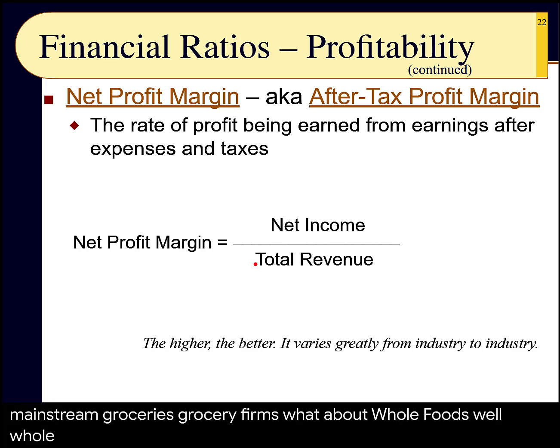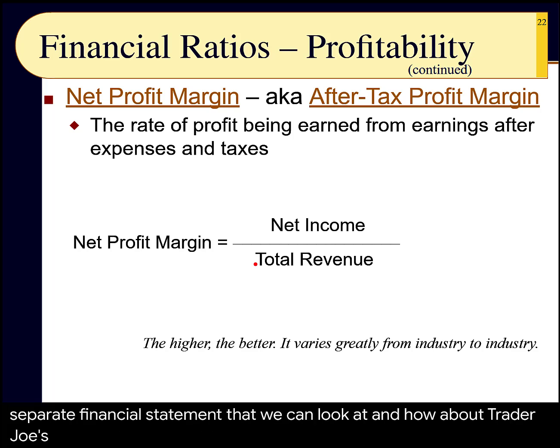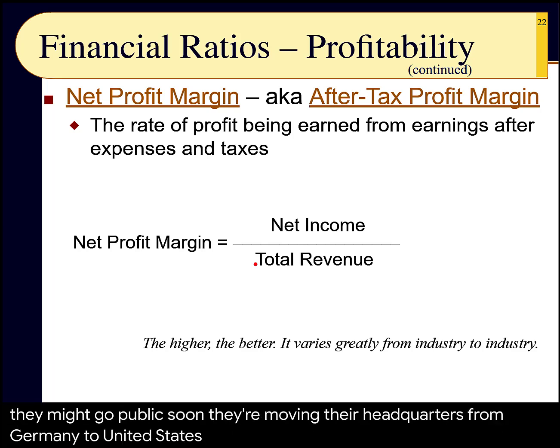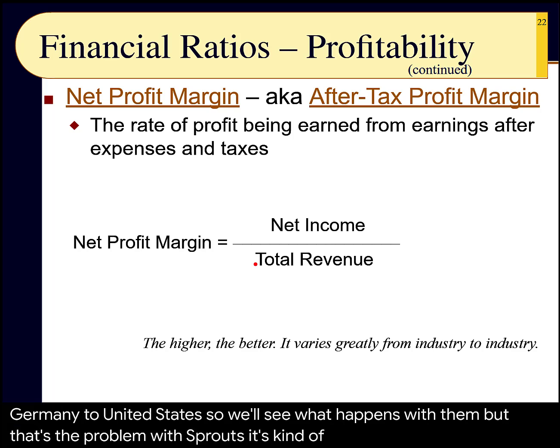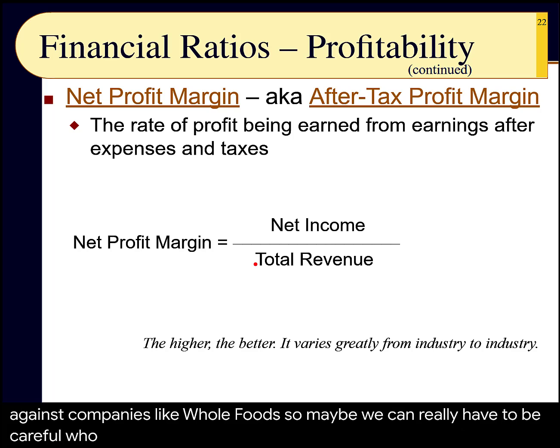Well, Whole Foods is owned by Amazon, so they don't have a separate financial statement that we can look at. And how about Trader Joe's? Aldi's? Oh, they're privately owned by Aldi's, which my understanding is they might go public soon. They're moving their headquarters from Germany to United States. So we'll see what happens with them. But that's the problem with Sprouts. It's kind of a niche market up mostly against companies like Whole Foods.